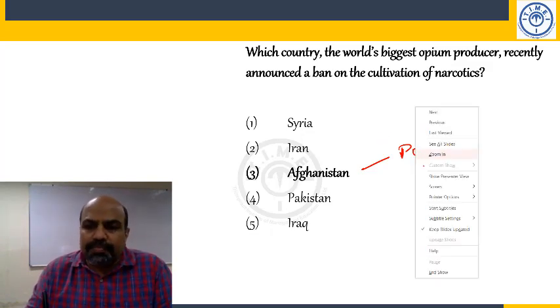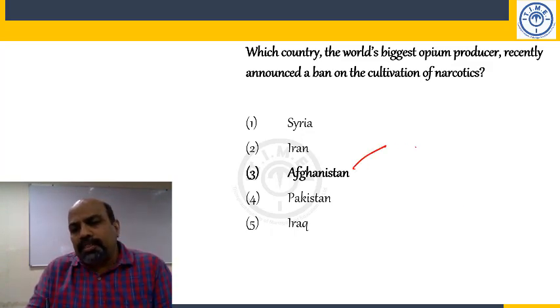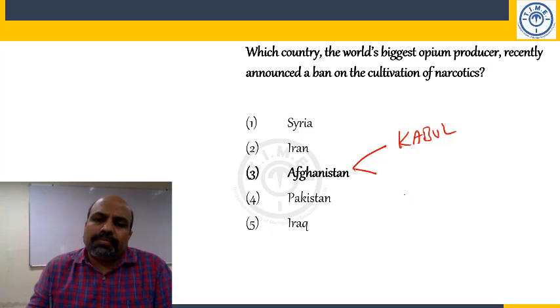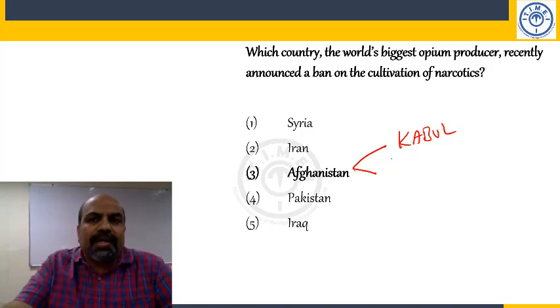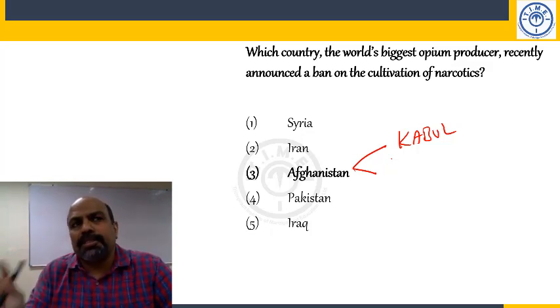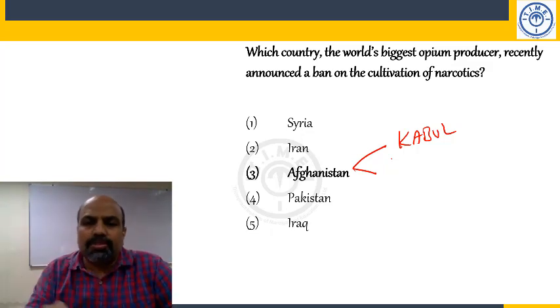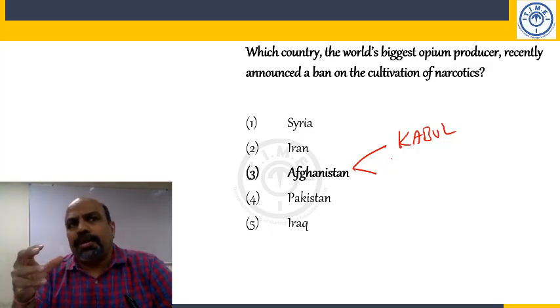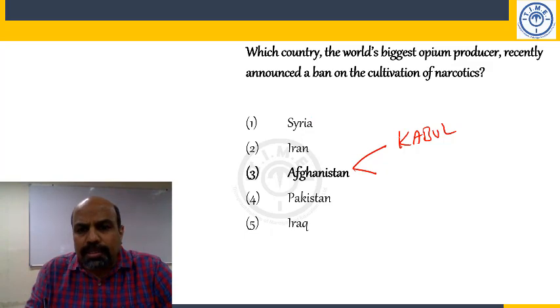Shall we write about Afghanistan? Afghanistan's capital is Kabul, as you know. It's also the name of the river on which it is built. Afghanistan has an interim government. So we will stick to something very simple: the leader of the Taliban, because they have an interim prime minister and an interim president. Hibatullah Akhundzada, write his name.